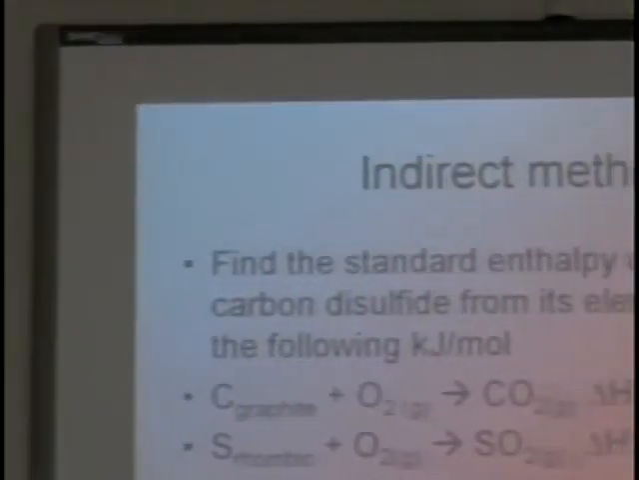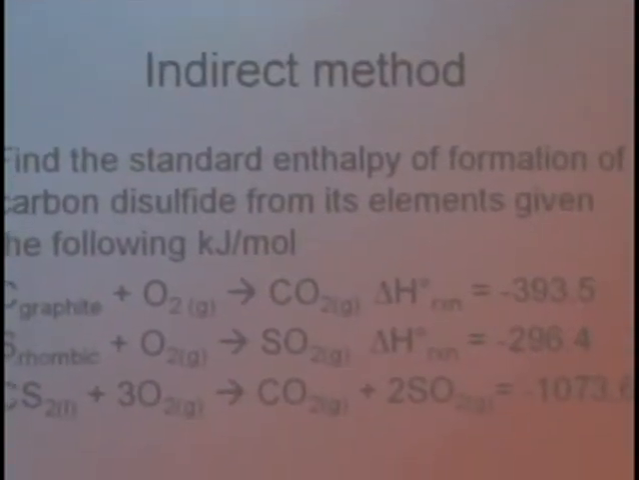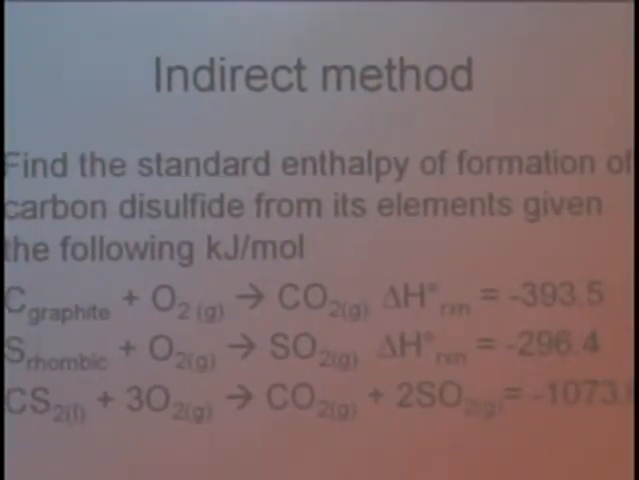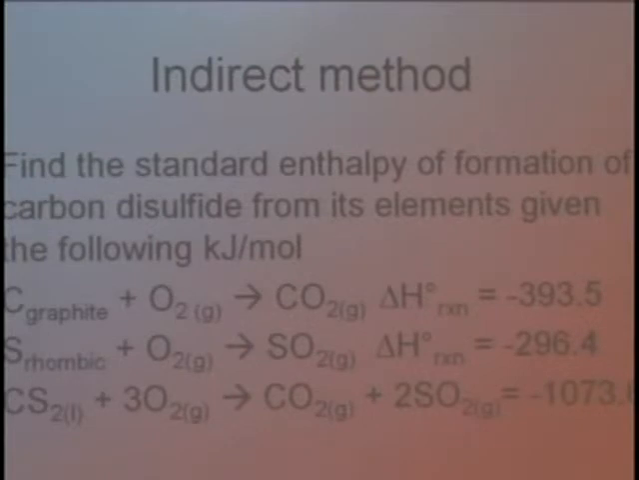The last calculation we have is the indirect method. So if you read that question, it says find the standard enthalpy of formation given carbon disulfide from its elements, and here's the following equations.